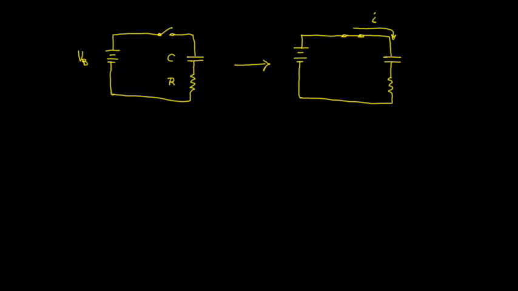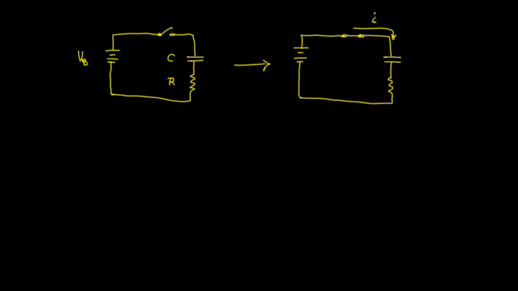While there is current in the loop, there will be a voltage drop through the resistor, so its value will be I times R. We can think of the capacitor and the resistor together as a voltage divider. The battery voltage is divided between the voltage on the capacitor and the IR drop through the resistor.